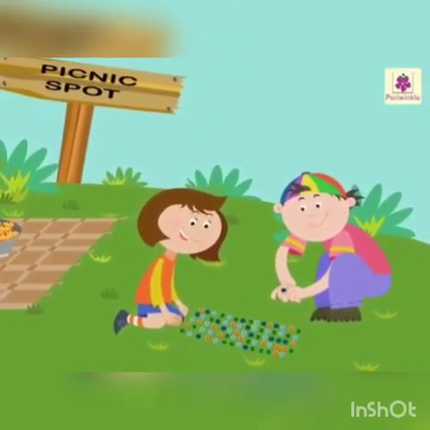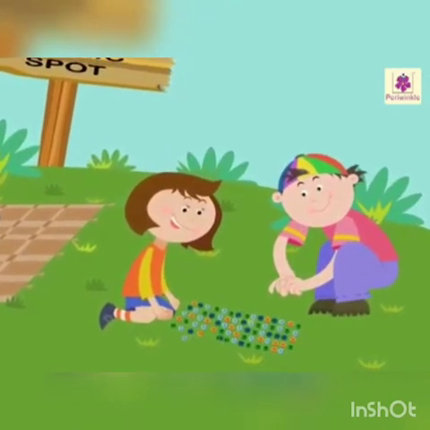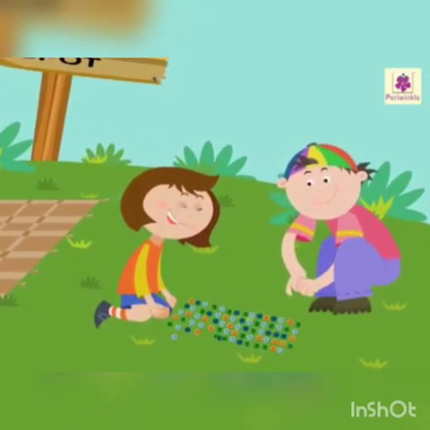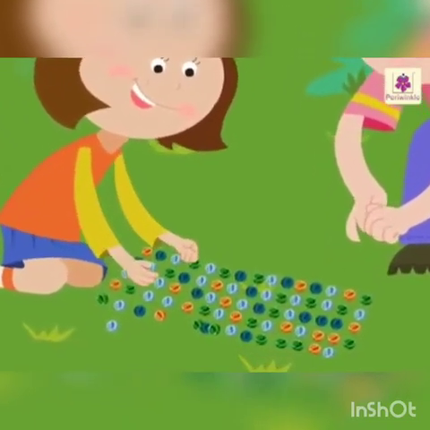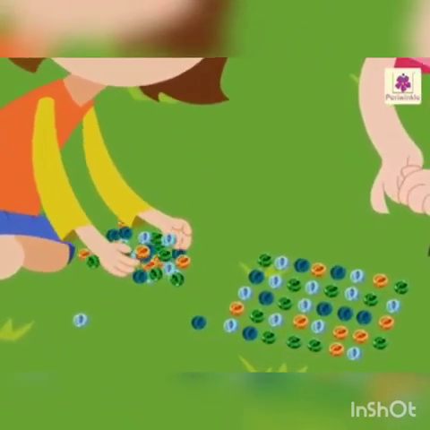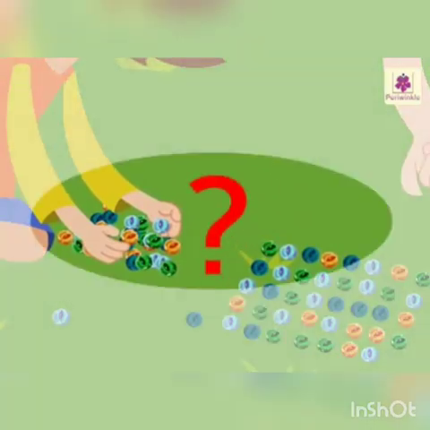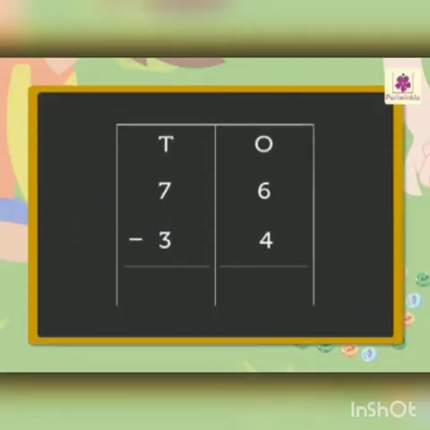Look, Nancy and Neon are playing with marbles. Neon has 76 marbles. Nancy takes 34 marbles from him. How many marbles are left with Neon now? We have to subtract 34 from 76 to find the answer. We always subtract the ones first and then the tens.